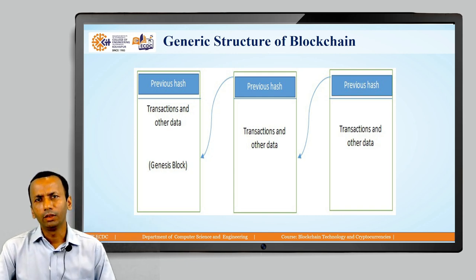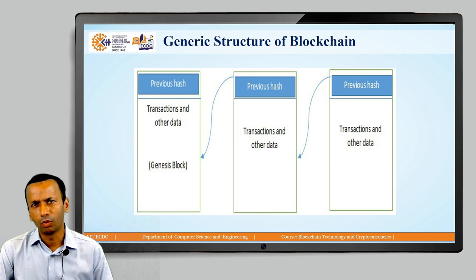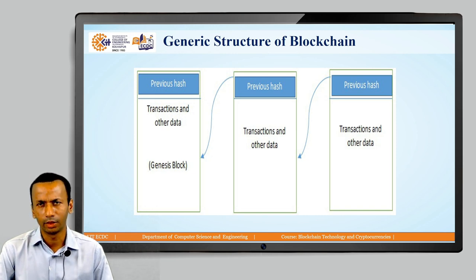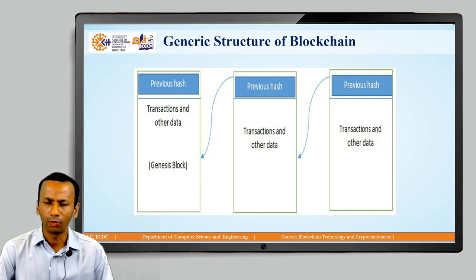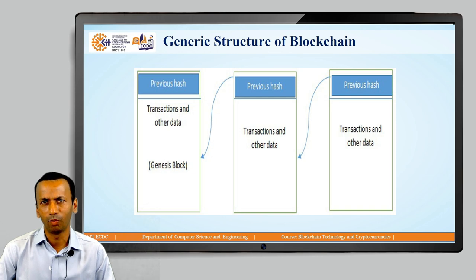Now you can see there is one more block, another block. You can see transaction and other data, as I said, is there. And there is a blue color arrow going from the middle block to the genesis block. Can you see, all of you? There is an arrow running from the previous hash to the genesis block. It means there is a link between the genesis block and the next block which is created in that particular network.